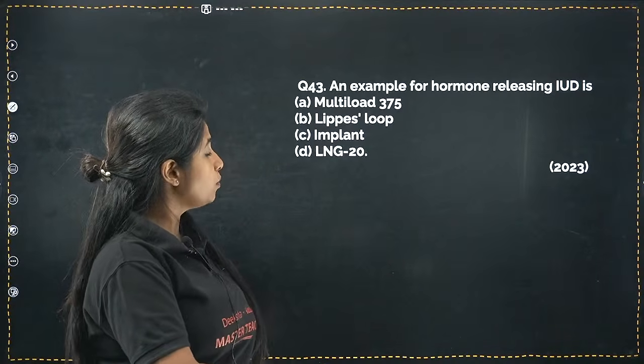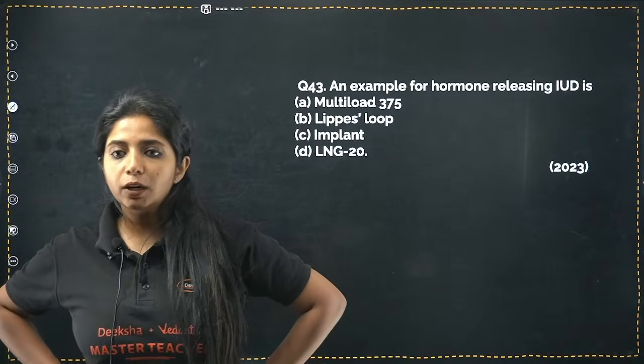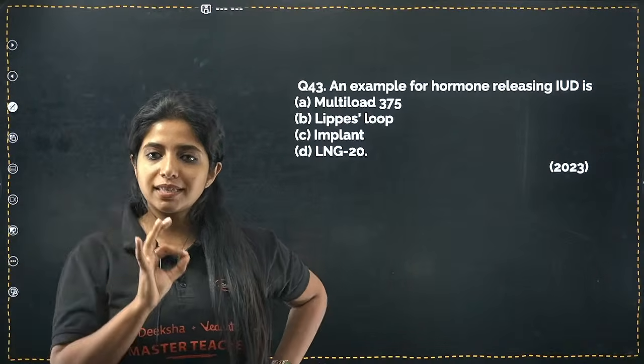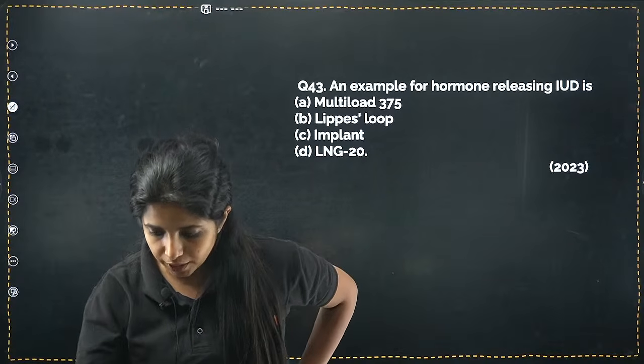An example for hormone releasing IUD is Multiload 375, Lippes Loop, implant, or LNG20. Which is the example for hormone releasing IUD over here?